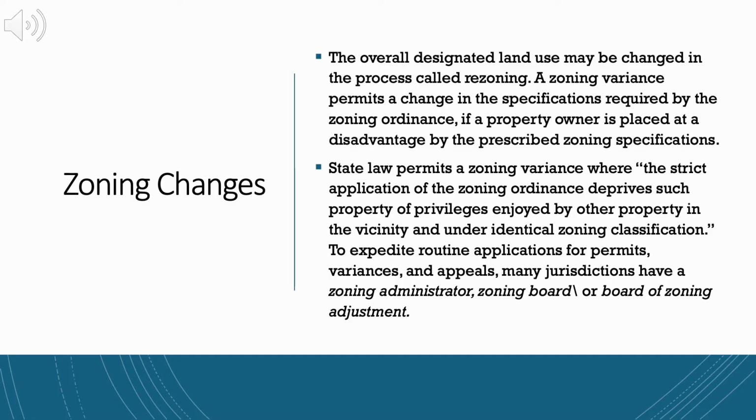Zoning changes. The overall designated land use may be changed in the process called rezoning. A zoning variance permits a change in the specifications required by the zoning ordinance if a property owner is placed at a disadvantage by the prescribed zoning specifications. State law permits a zoning variance where the strict application of the zoning ordinance deprives such property of privileges enjoyed by other property in the vicinity and under identical zoning classification. To expedite routine applications for permits, variances, and appeals, many jurisdictions have a zoning administrator, zoning board, or board of zoning adjustment.